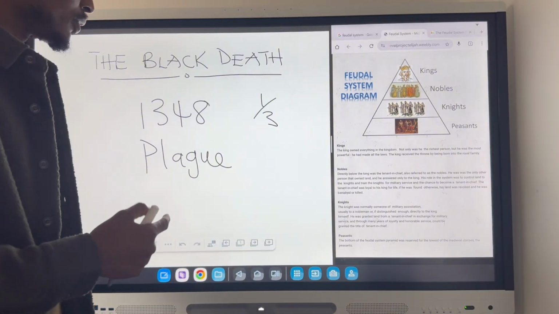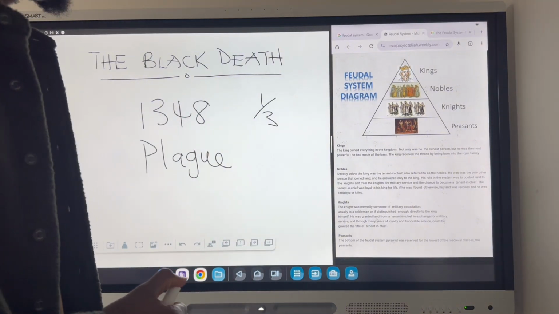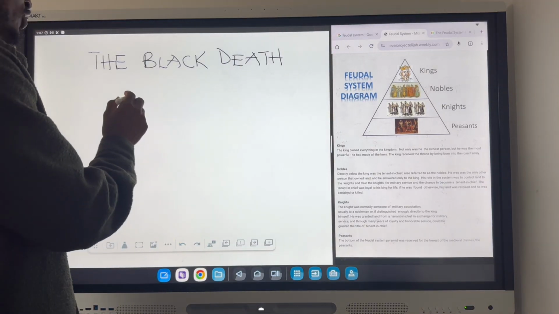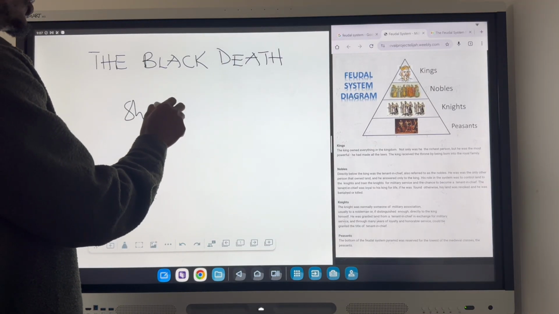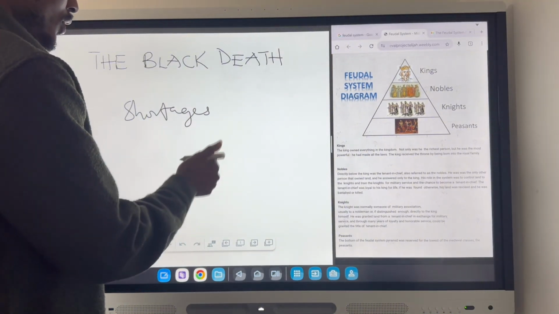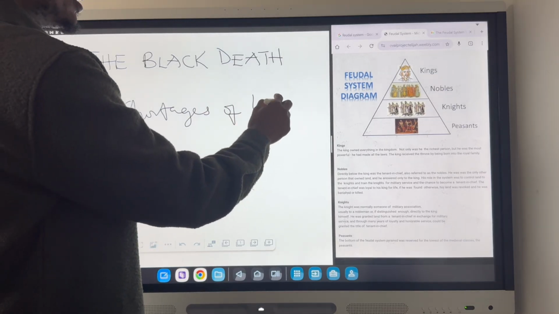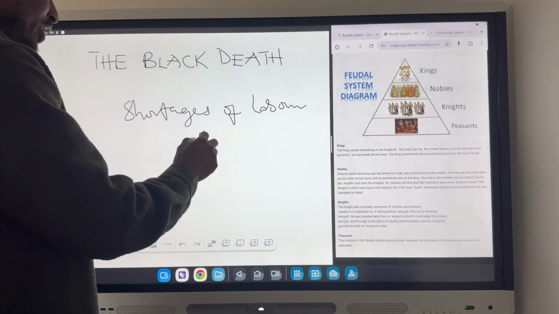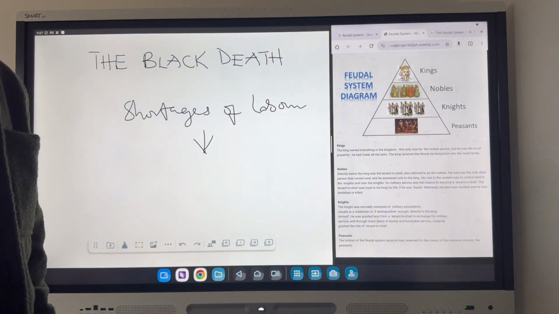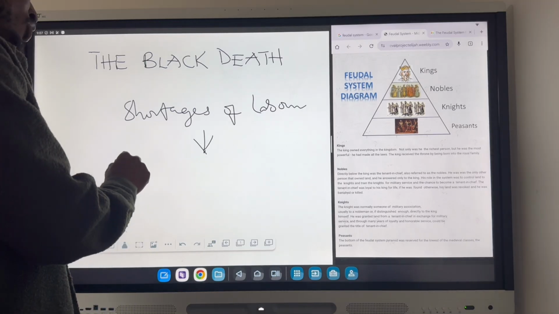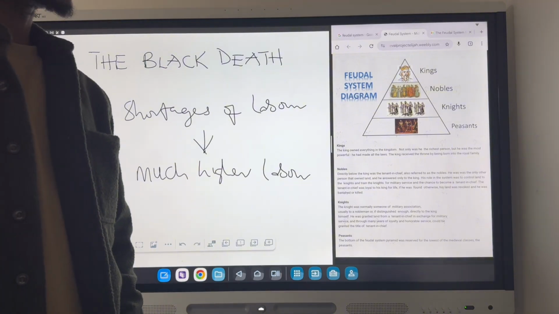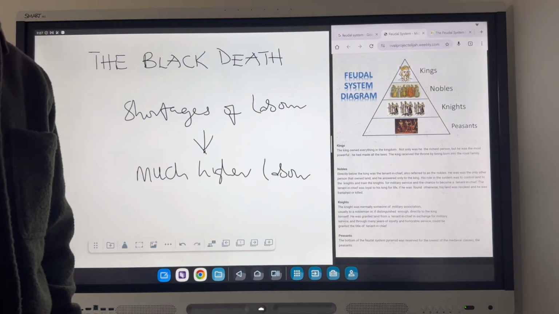Now, because 1/3 of the population were killed during that time, it led to shortages of labor. Now, what happens when there's shortage of labor? It means that those who were available to do work were charging much higher prices. And because most people also died, the feudalism system was no longer available.